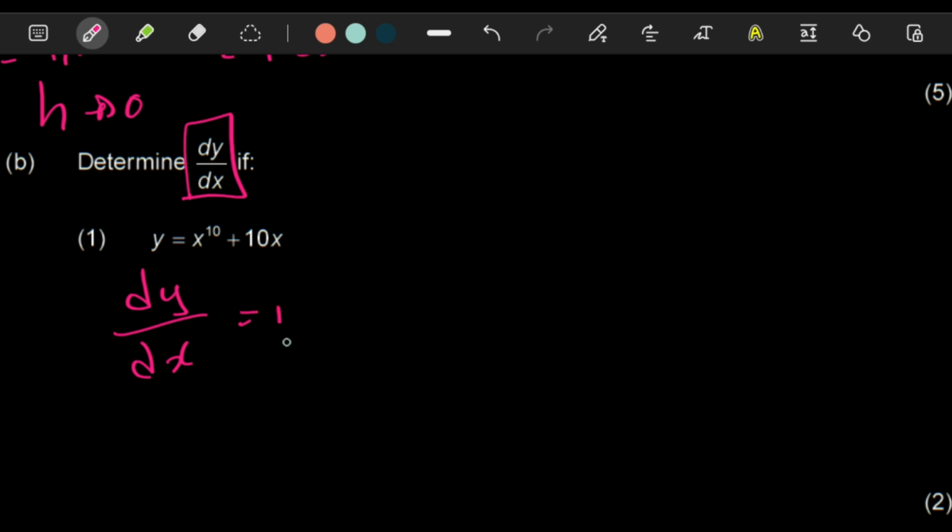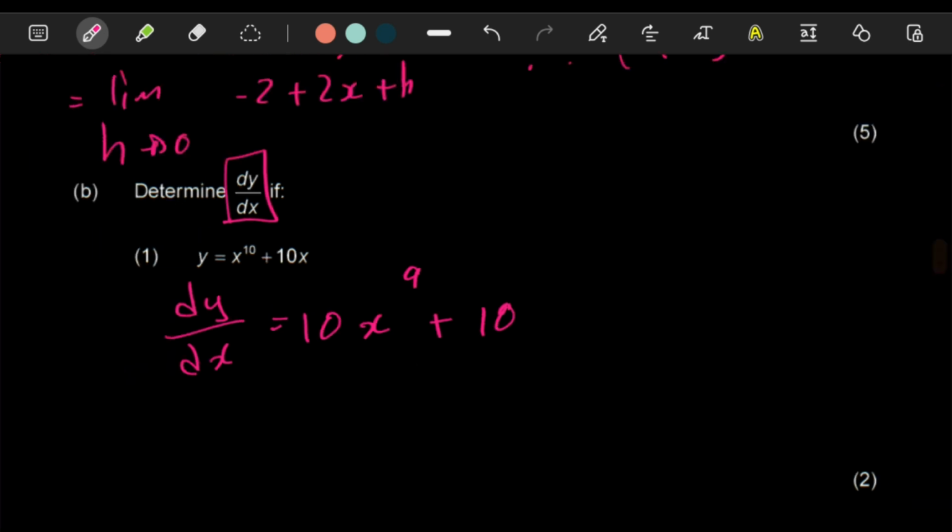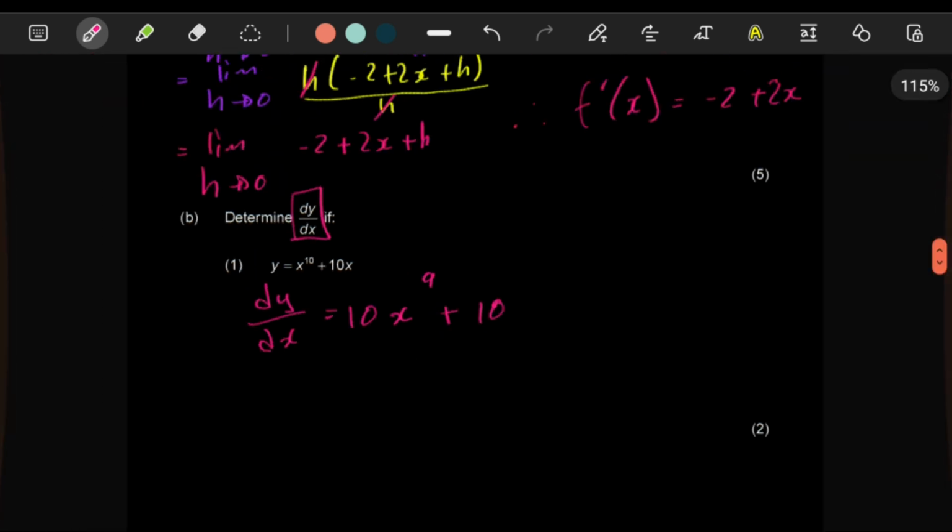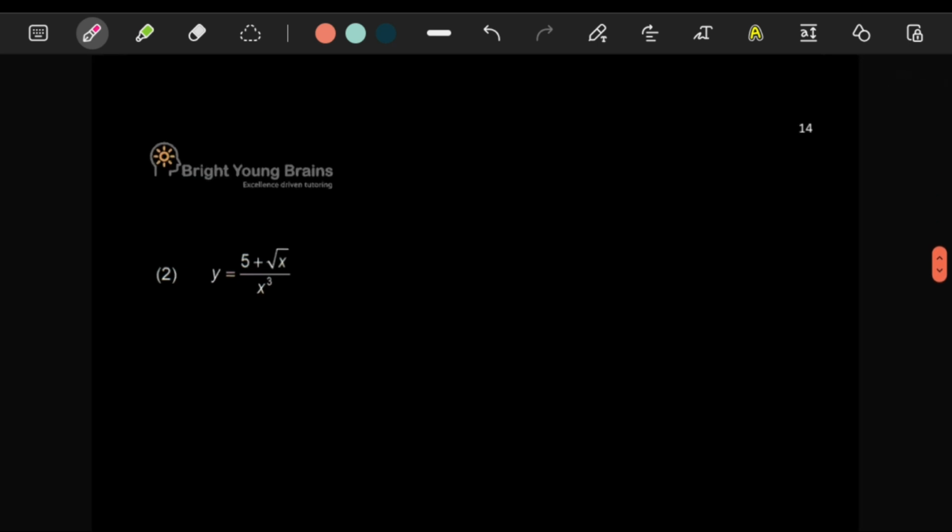So 10 times 1, and then removing 1 from the exponent. Here, 1 times 10 is a 10, and then 1 minus 1 is a 0. So you're done, because x to the power of 0 is a 1, so you don't have to write the 1 here. We have differentiated. How many marks? 2, as you can see, because it's an easy question.